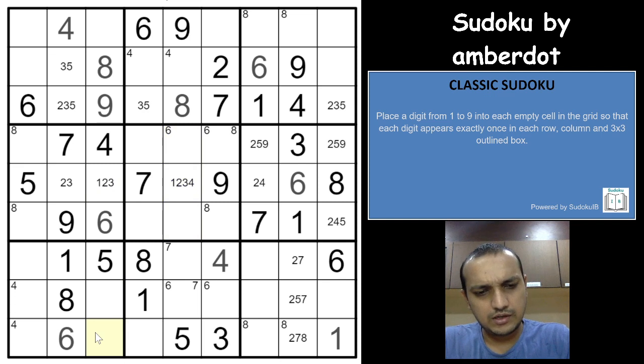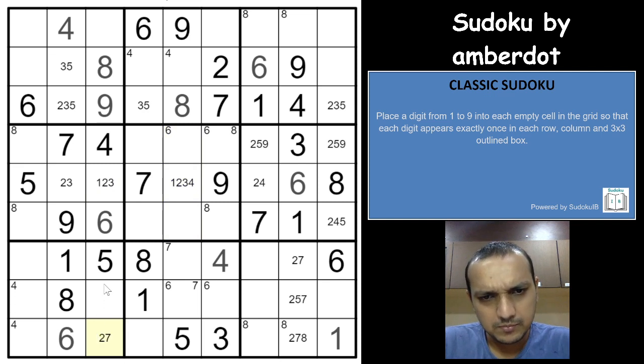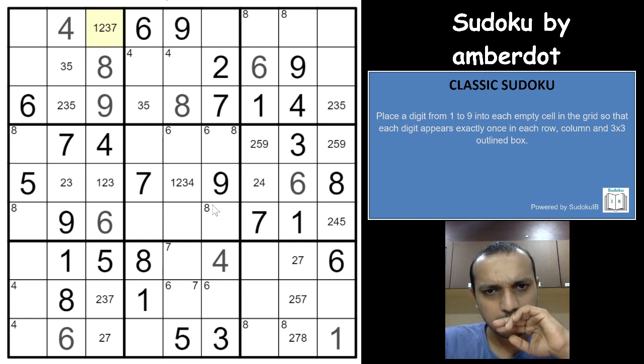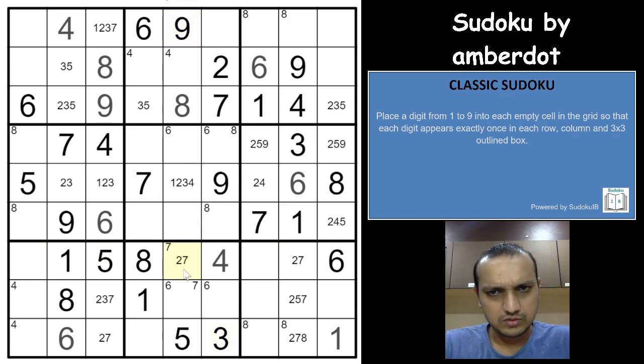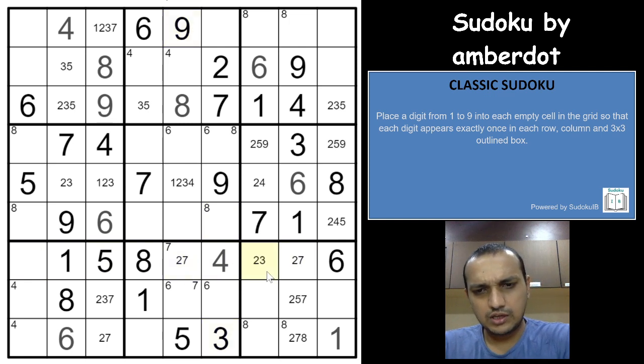Okay. Let me write a center pencil mark here. 1, 3, 2, 7. 1, 2, 3, and 7. So 1, 2, 3, and a 7 here. Okay. That is fine. 2, 3, 5, 2, 3, 7 and 9. 3 and 9. So this is 2 and 7. 7, 2, 3, 9 and 2, 3, 7 and 9.